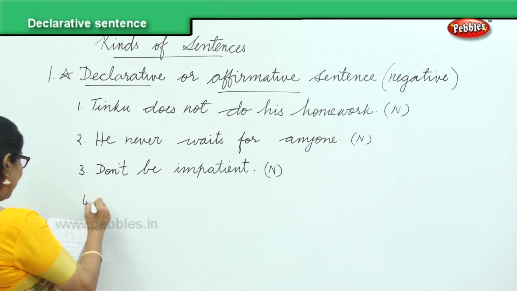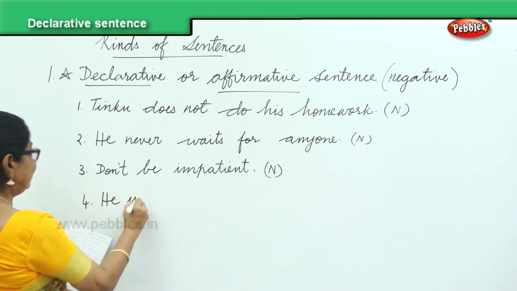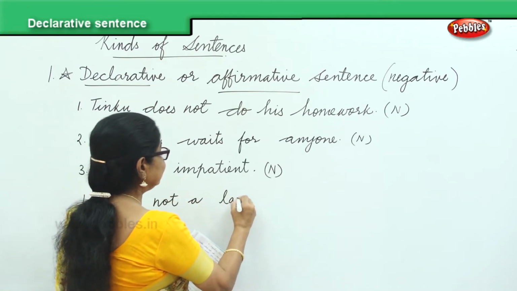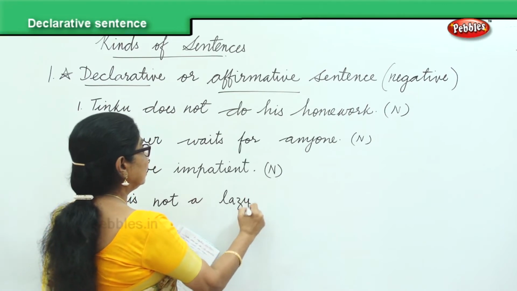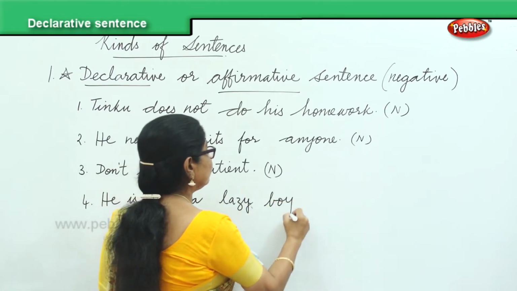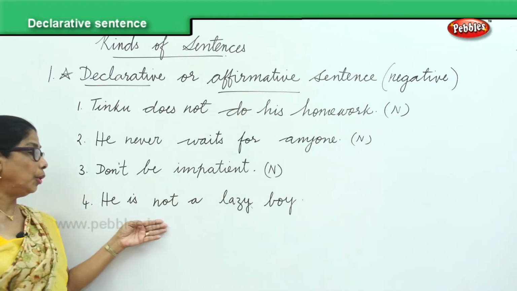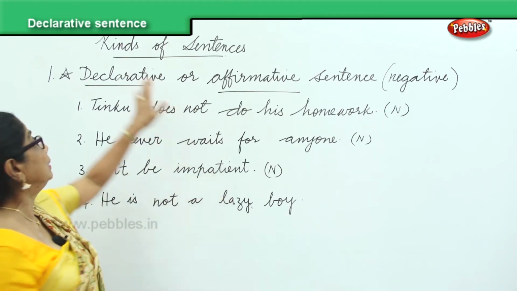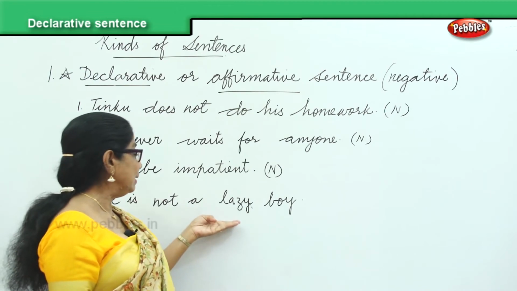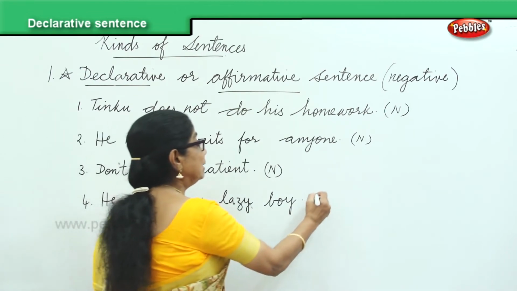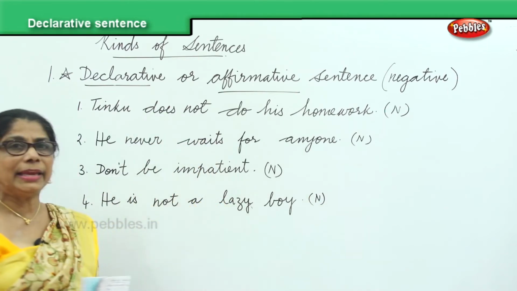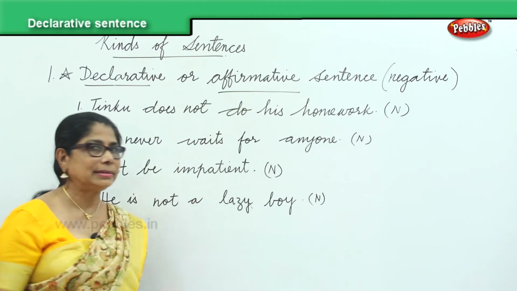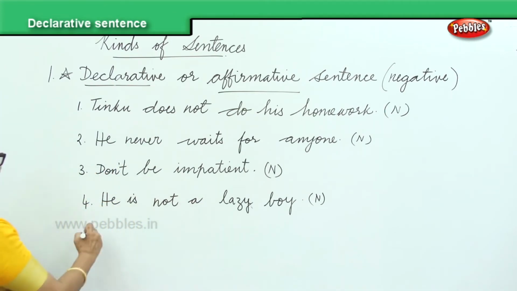Next one is he is not a lazy boy. He is not a lazy boy. What is the positive one? He is a lazy boy. It is a declarative or affirmative sentence, and it is negative because they are telling he is not a lazy boy. Make it positive. He is a lazy boy. But here it is a negative form, is not a lazy boy.